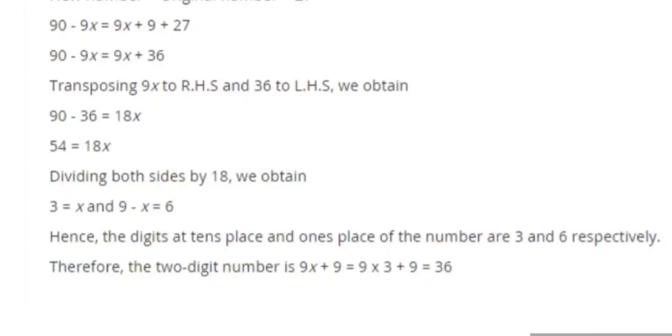If x is 3, what is the other number? 9 minus x means 9 minus 3, which is 6. So the digits at the tens place and ones place of the number are 3 and 6. So the two-digit number is 9x plus 9, means 9 into 3 plus 9. This is equal to 36.